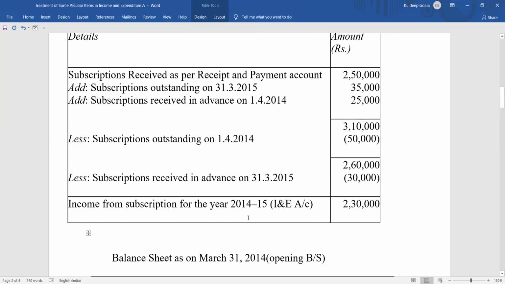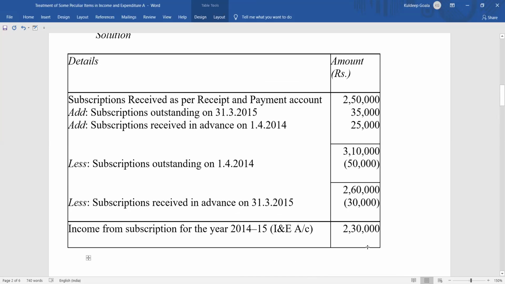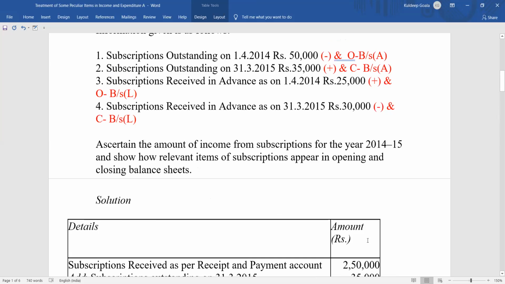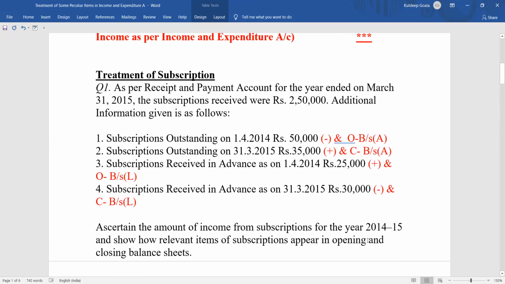Okay, you are going to keep it like this. And here you are going to write down income from subscription for the year ended 2014-15. You can mention in the bracket income and expenditure account. Okay, this is how it will be treated. Subscription will be treated in the income and expenditure account.